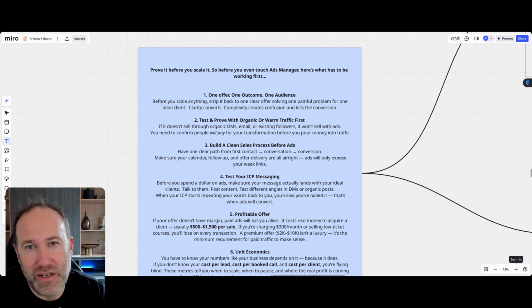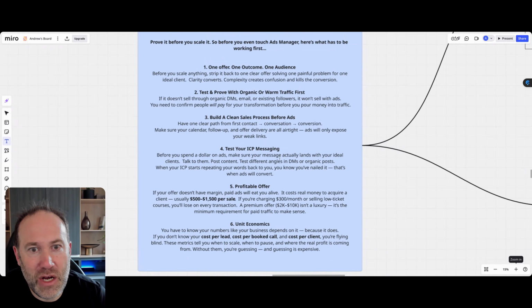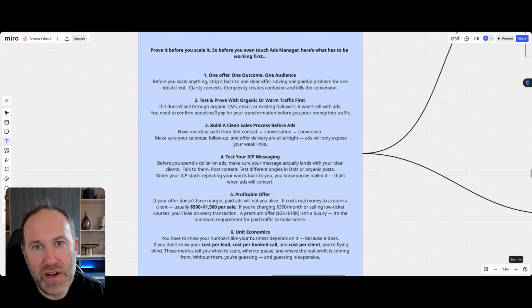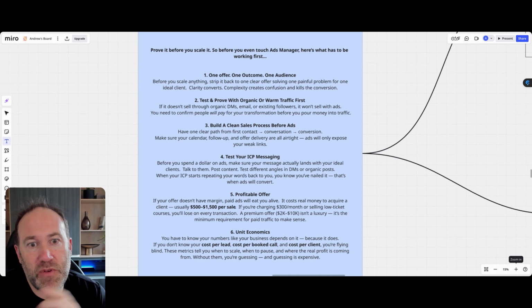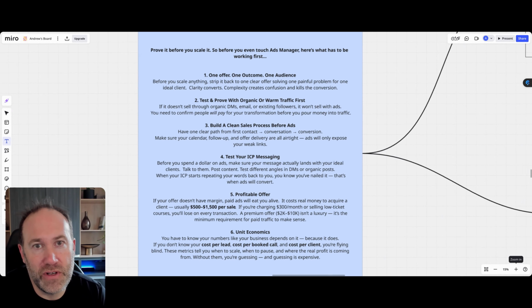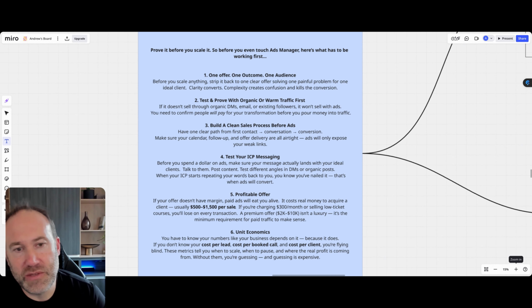Complexity will create confusion, slow people down, and get people into the having-to-think-about-it mode, which ultimately is what kills the conversion. Now, really importantly, and I say this over and over to people, you're almost certainly wasting money if you try and run ads before you've tested and proven that your offer converts with organic or warm traffic first. We always share this with our clients.